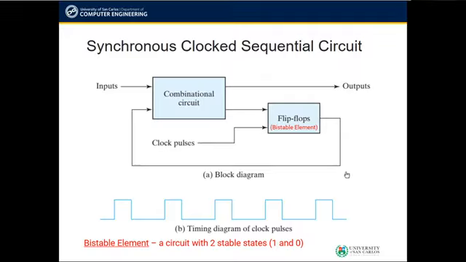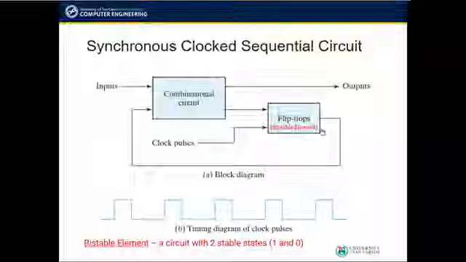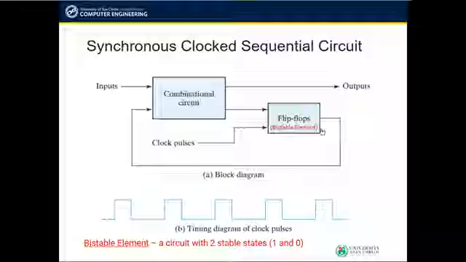Flip-flops are often regarded as bistable elements. Bistable elements are circuits with two stable states, 1 and 0. This means that the output of the circuit, in this case a flip-flop, can be 1 or 0, and it is capable of keeping that output value or state indefinitely until something causes it to change its output value or state. The output value or state mentioned here is what's stored in the flip-flop as a memory element.